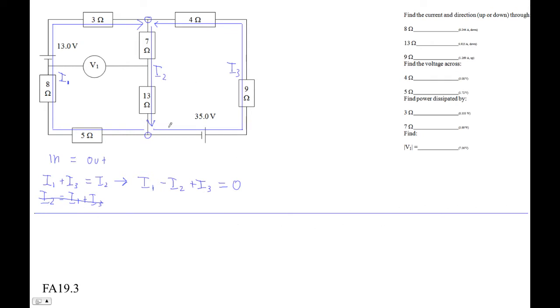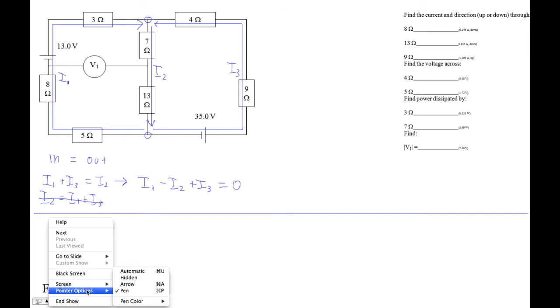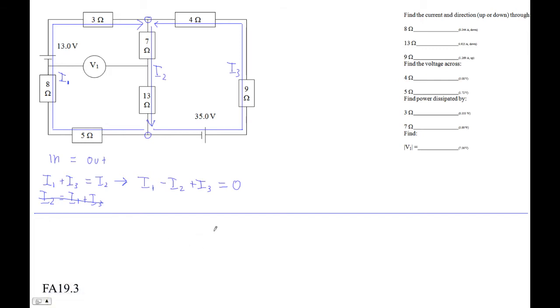All right. The next thing I want to do is some loops. What we want to do is pick a spot and then just do a loop around. I'm going to pick that spot for both of my loops, and then I'm going to go clockwise here, and clockwise on this side here. You have to visit every part of the circuit. Now remember, if you traverse, say going clockwise here, if we go this way through a battery from the negative to the positive, it's plus 13. And if we go downstream through a resistor, as we would in this case, it's minus IR. Downstream is minus IR, upstream is plus IR.